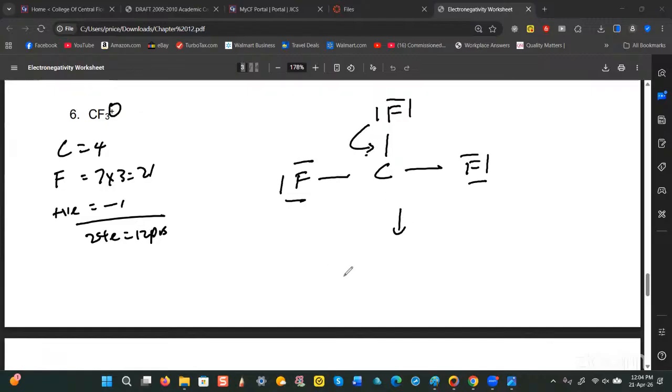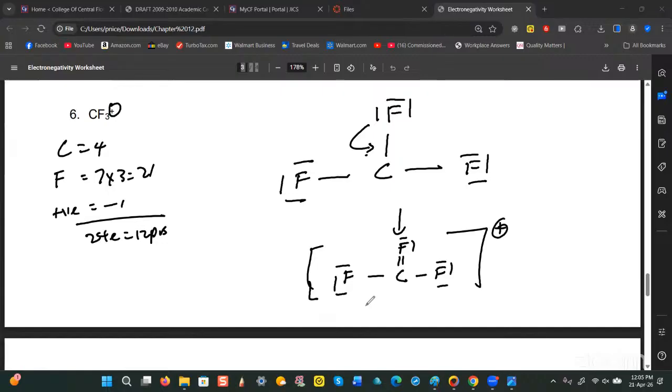So the structure would be fluorine, single bond, double bond, F, single bond, F, and then we put a plus charge around it. Okay, next step.